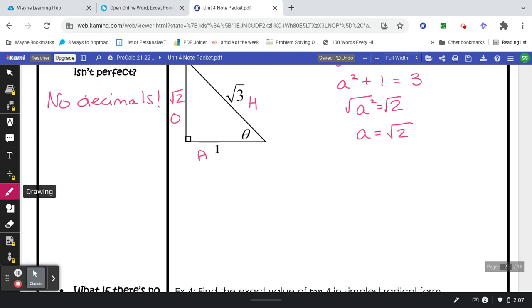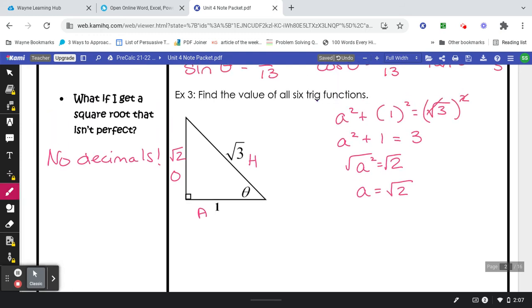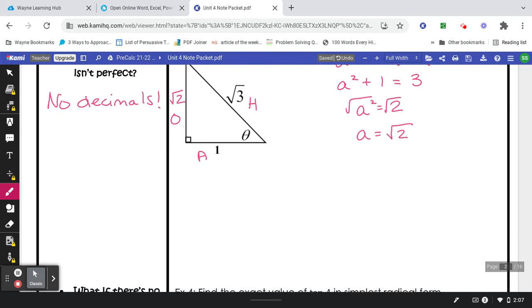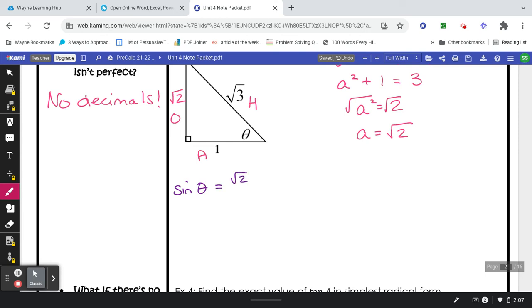All right, now we're asked to find all 6 trig functions. So sine of theta equals O over H, radical 2 over radical 3. Now the thing about this is we are not allowed to leave a square root in the denominator. It's one of those rules that mathematicians have come up with, similar to reducing fractions. So what we're going to do is get rid of the square root in the denominator by multiplying by the square root of 3. And whatever you do to the bottom, you have to do the same to the top.